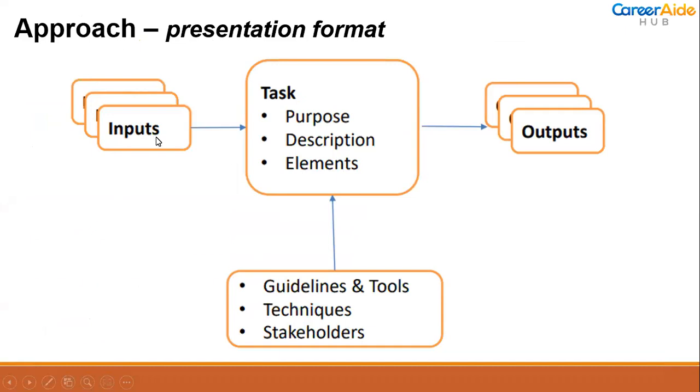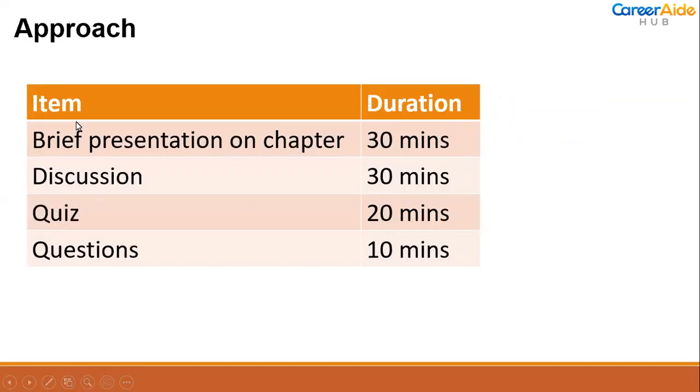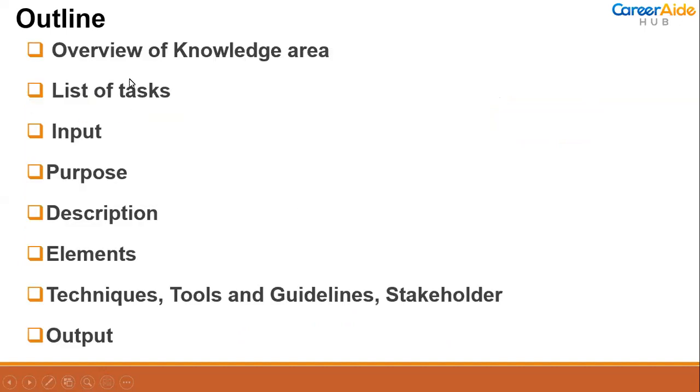We'll talk about the input for the chapter and the tasks. Each task we're going to break down into the purpose, the description, the elements, and then the guidelines, the tools and techniques, the stakeholders, and the outputs. It's going to be 30 minutes, then we'll go to a discussion and then do the quiz that was sent.